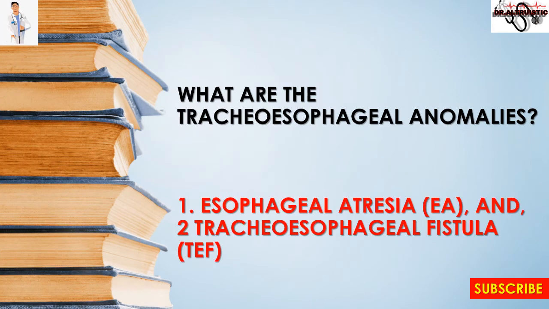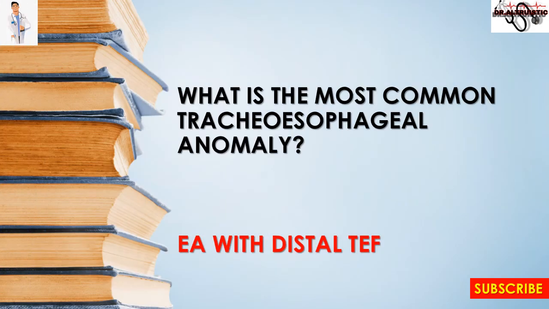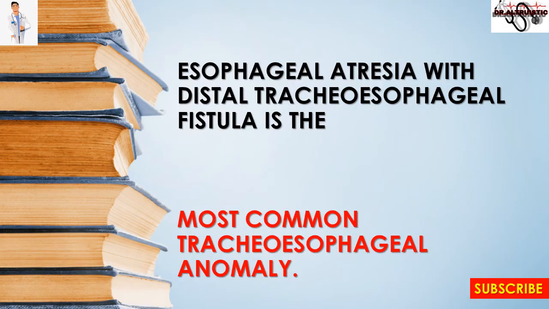What are the tracheoesophageal anomalies? 1. Esophageal atresia, EA, and 2. Tracheoesophageal fistula, TEF. What is the most common tracheoesophageal anomaly? EA with distal TEF. Esophageal atresia with distal tracheoesophageal fistula is the most common tracheoesophageal anomaly.